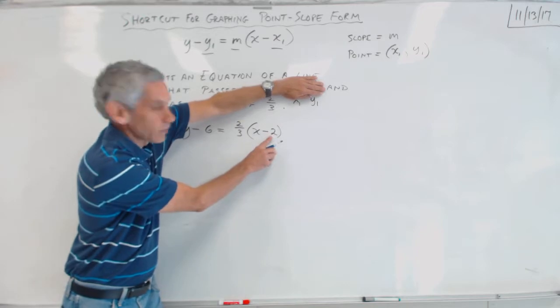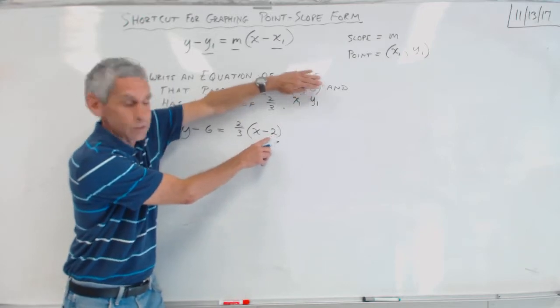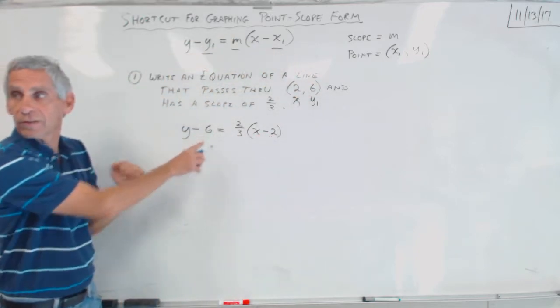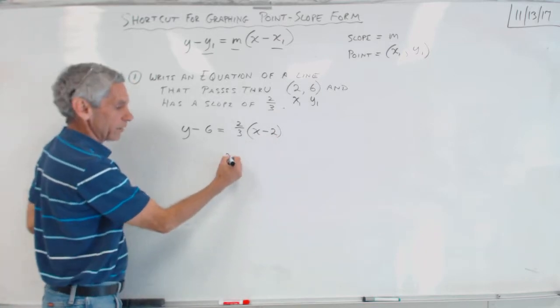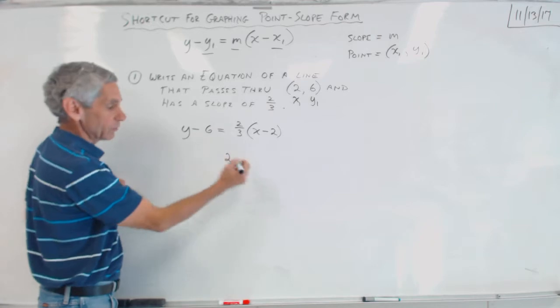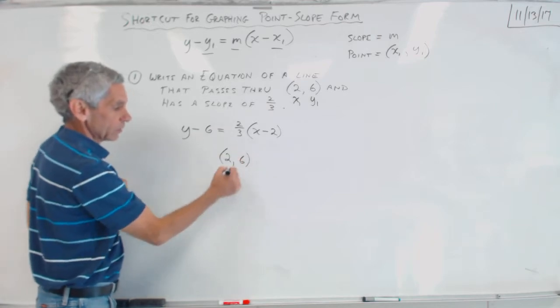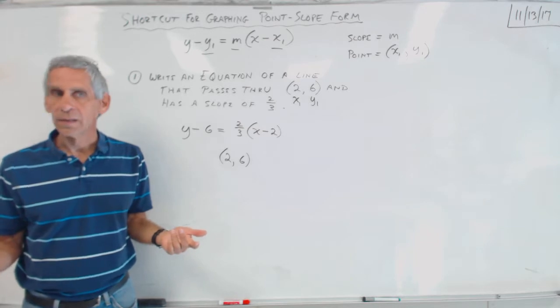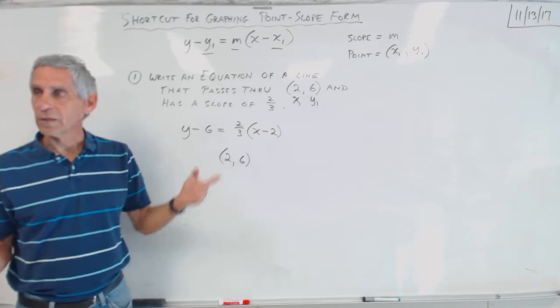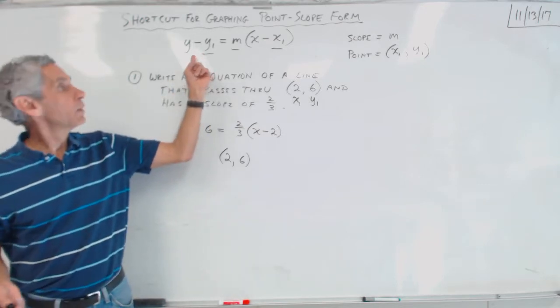It is the opposite of this, comma, the opposite of this. So it's 2 comma x. It is not negative 2, it is positive 2, comma, not negative 6, it's positive 6. That's interesting. Why? Look at the equation. Look at the formula.